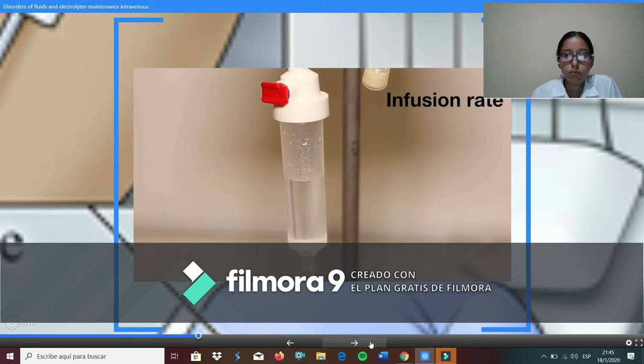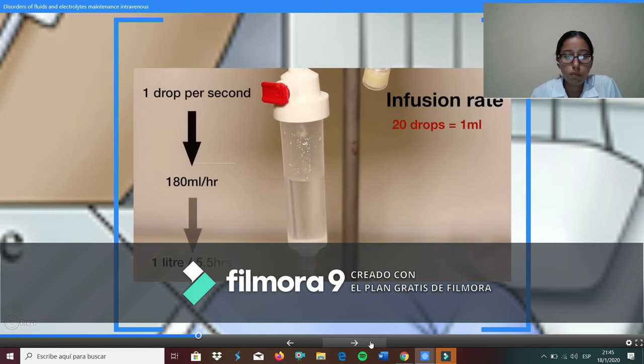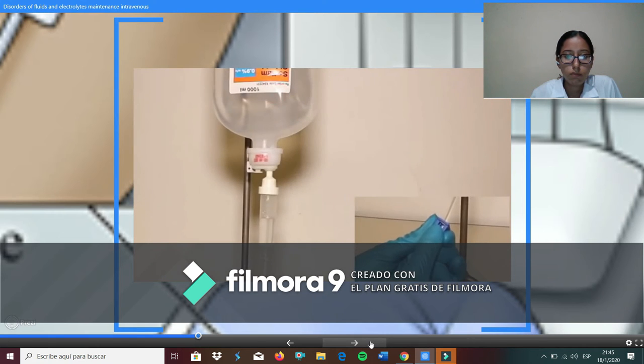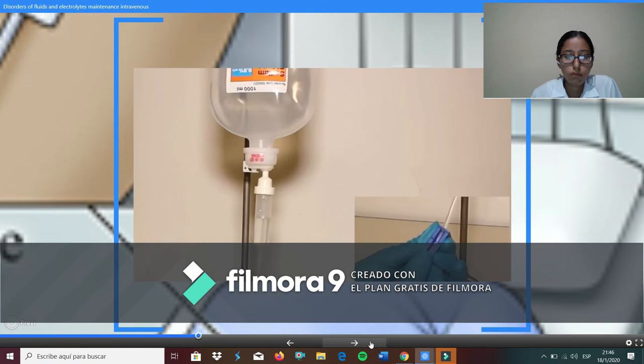The drops produced by the giving set shown here correspond to 1/20th of a milliliter, i.e. 20 drops make 1 milliliter. So in this case, a drip rate of 1 drop per second corresponds to 180 milliliters per hour, or a 1 litre bag delivered over about 5.5 hours. Open the valve and speed the drip rate up to increase the rate of delivery, or close the valve to slow it down to deliver fluid more slowly.